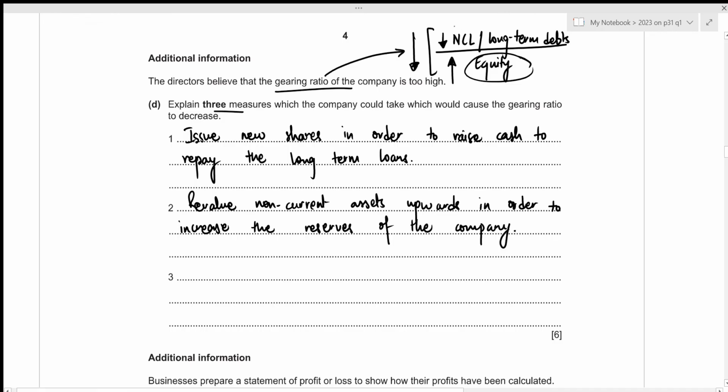And one way to reduce our non-current liability would be to repay them. And in order for repayment, we can use any surplus funds. So let's write it down. Use any surplus funds. Surplus funds is just the remaining value from our profit after the payment of our dividends, in order to reduce the non-current liabilities of the company.